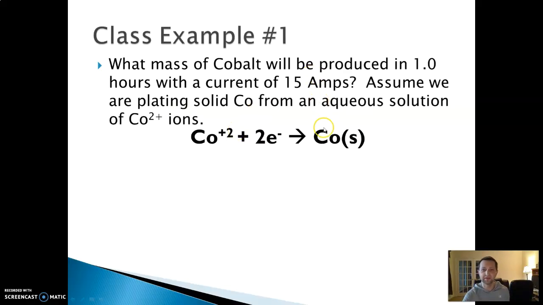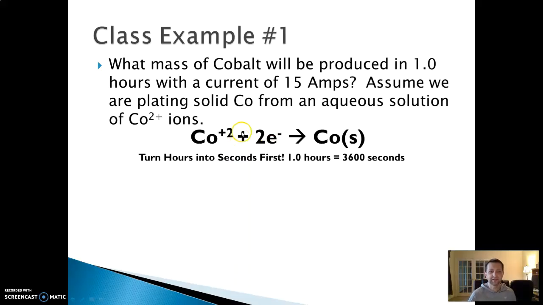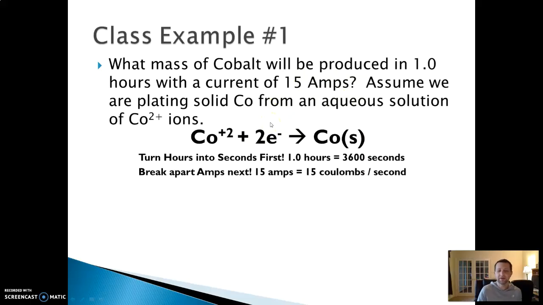Okay, so that's the next thing we need to do. Break apart some things. Turn hours into seconds. So 1 hour, you can just factor label it. 1 hour gives you 3,600 seconds. And then I like to take my amps or my amperes and break that apart as well. So break apart your amps so you know what units you have within that. And you have 15 coulombs per second. Again, this is just like me taking molarity and breaking molarity up into moles per liter. So I like to see what units I have here within my unit of an amp.